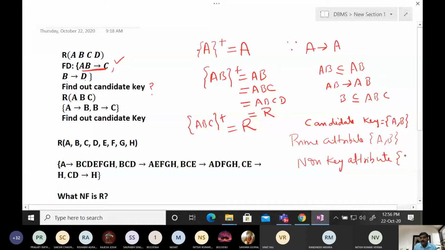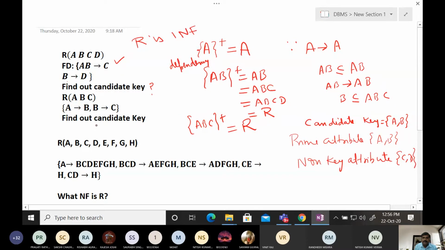Now we will check whether non-key attributes are fully functionally dependent on the candidate key. So in this FD, non-key attribute C is fully functionally dependent on AB. But here, non-key attribute D is not fully functionally dependent on AB. Here there occurs partial functional dependency. So R is not in 2NF. R is in first normal form.